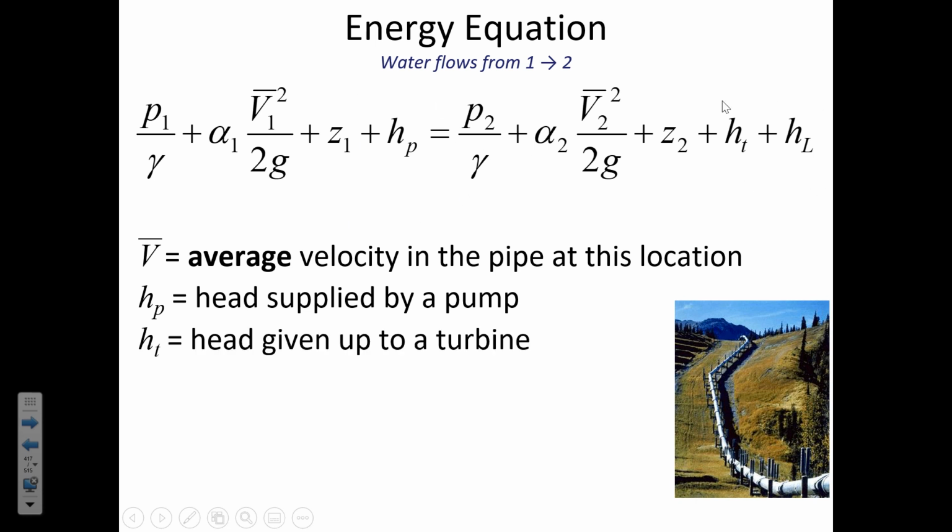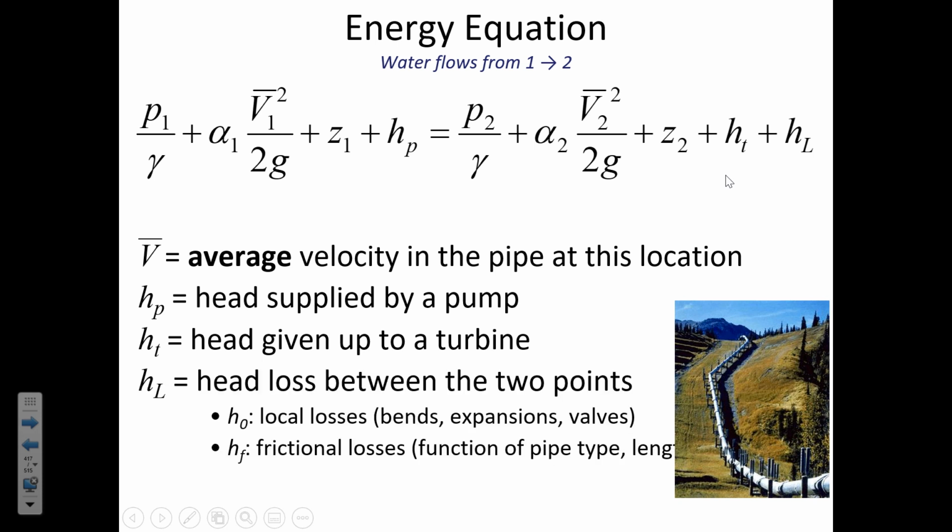Now on the right-hand side of the equation is the head that would be given up to a turbine. So if you're trying to extract energy, like in hydropower, then the turbine term is on the right-hand side. And the same thing is true that if there's a turbine, but it's not between location 1 and location 2, then it wouldn't be included in the equation. It's only when it's between the 2 points that you're interested in that it would be included.